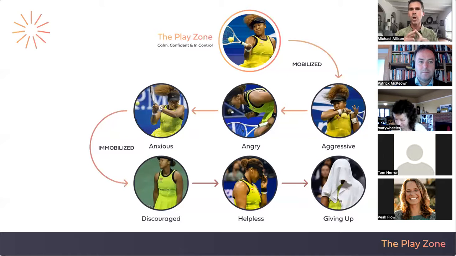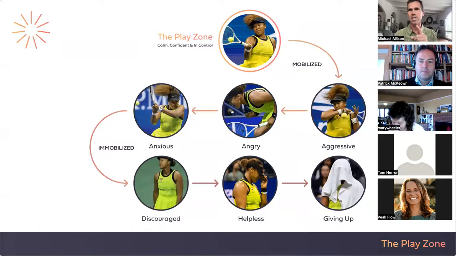But we all share the same sequence. We all mobilize first, and then when that doesn't work, we will immobilize, and it's not a conscious choice. And then the second key point is that there's an ideal state. There's an ideal state for optimal performance and resilience. It's a hybrid state of that mobilization with safety, comfort, and control.